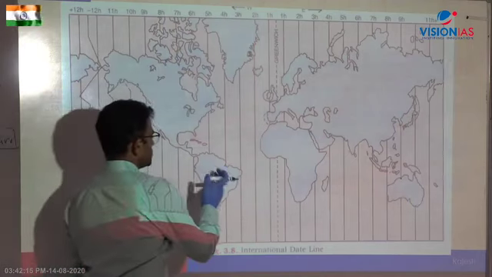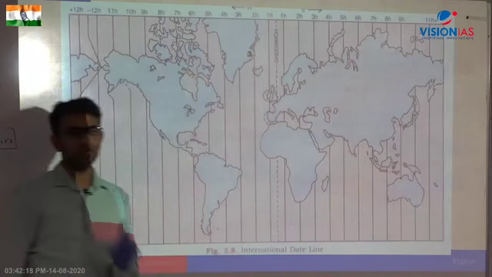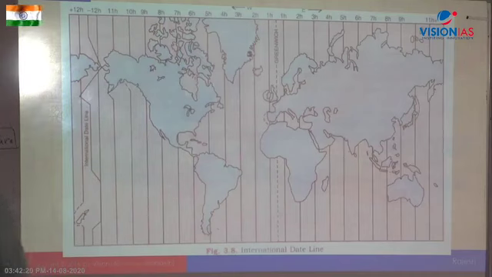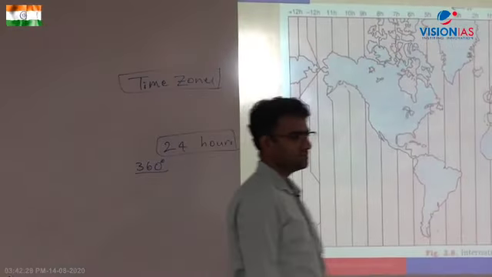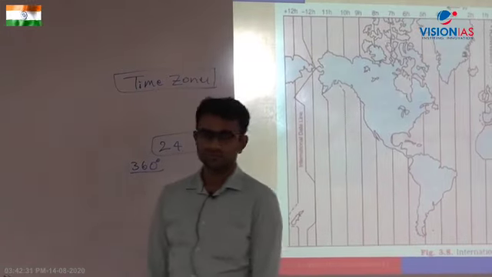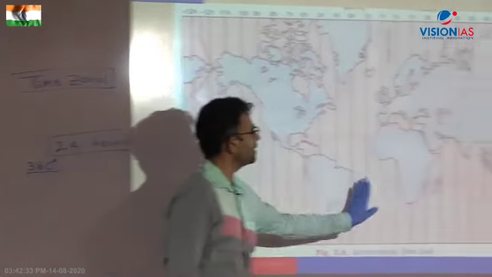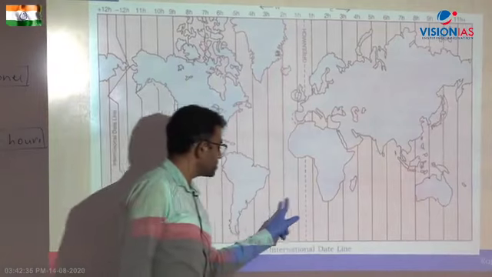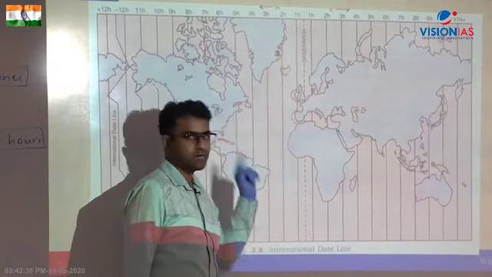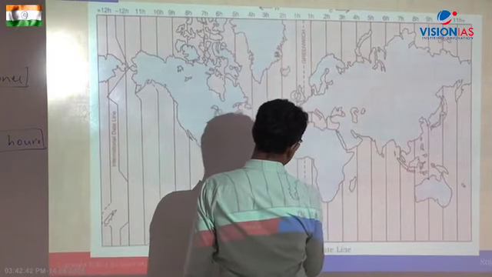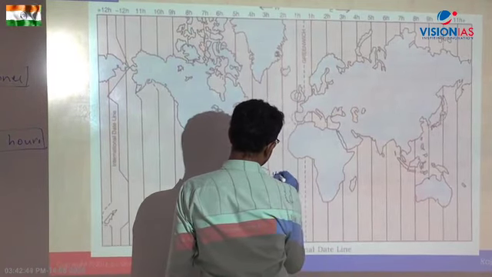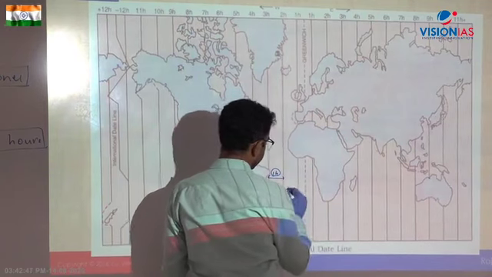And we can associate each time zone with a particular longitude, because it's the same all across that. So how many longitudes are there? We have 360 degrees of longitude. We have 24 time zones, each zone separated from the other by 1 hour of difference.